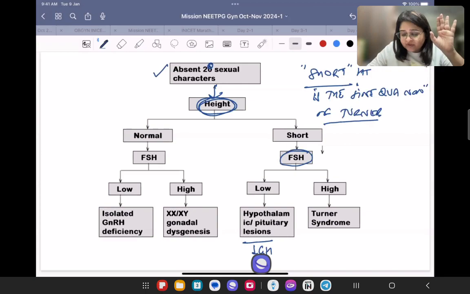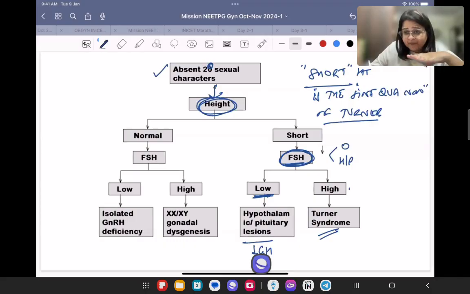A very important differentiating factor, whether the problem is lying in the ovary or in the hypothalamus or pituitary, is doing an FSH level. If the FSH level is high, that means the problem is in the ovary. That means it is Turner syndrome. A high FSH level means the problem is in the ovary. That means hypergonadotrophic hypogonadism. Remember that term, right? But if the FSH is low, that means the problem is in the hypothalamus or the pituitary.